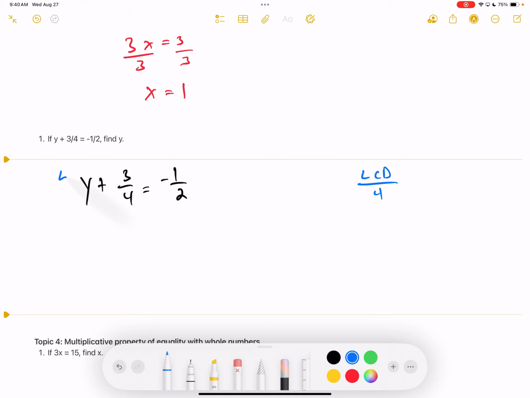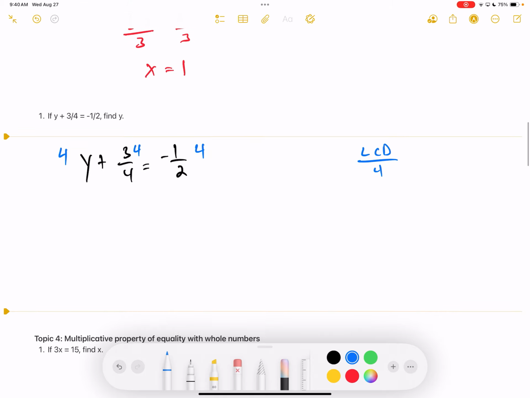So if I multiply everything in here by 4, I get 4y plus 4 on top and the 4 on the bottom cancel out. Now here's a little bit different because the 4 and the 2 don't cancel out on this one, right? Because they're different. But 4 divided by 2 is 2, so 2 times negative 1 would be negative 2.